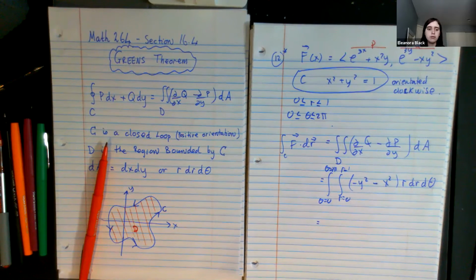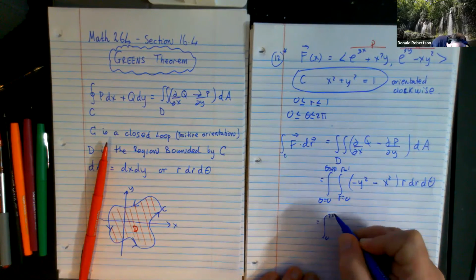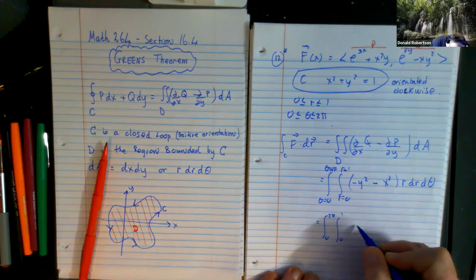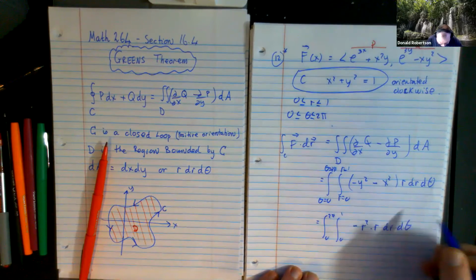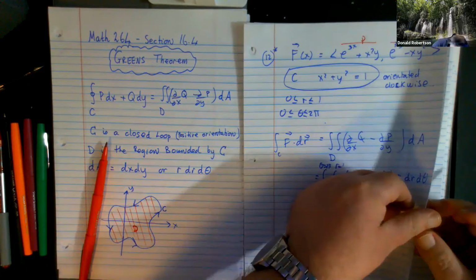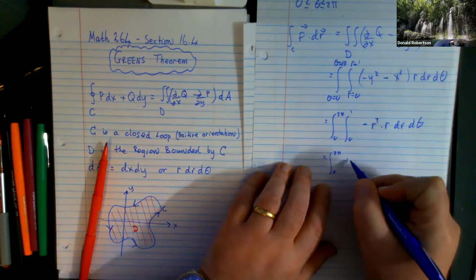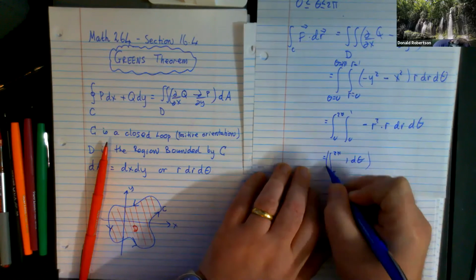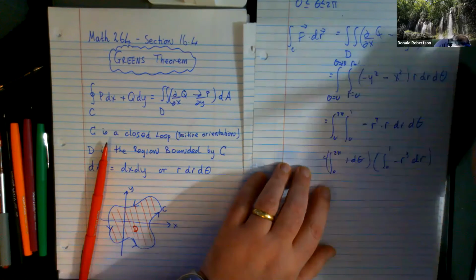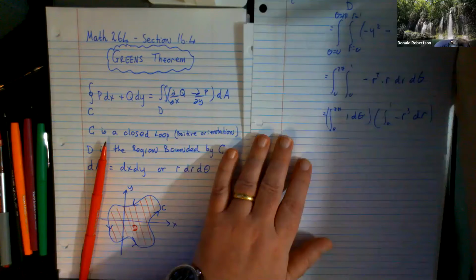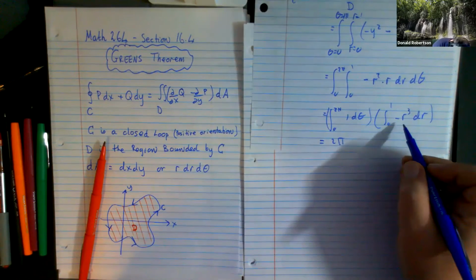Negative r squared? Yeah, negative r squared. So this is going to be 0 to 2 pi, 0 to 1, negative r squared times another r. Oh, variable separable, which I like. So 0 to 2 pi of 1 and 0 to 1 of negative r cubed. I could do this in my head, 2 pi. I should be able to do this in my head. It's a quarter with a negative. So it's negative a quarter.